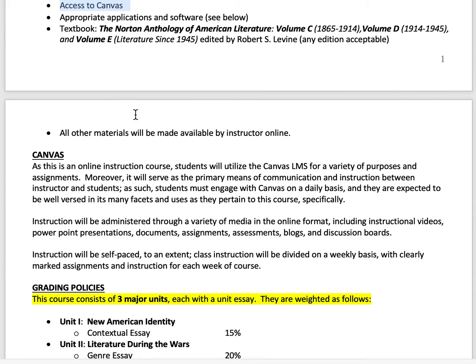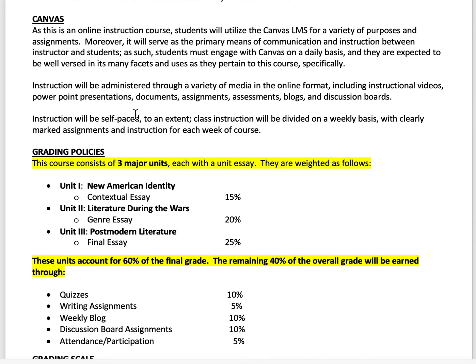Everything else will be made available by me online, so if there's a PDF or something you need, it's in there. Obviously make sure you have access to Canvas and Canvas email, like I said, and make sure you understand how to use Canvas. There is a walkthrough in the modules, pinned to the top of the modules, so you can always access that to see how to use Canvas for this course.